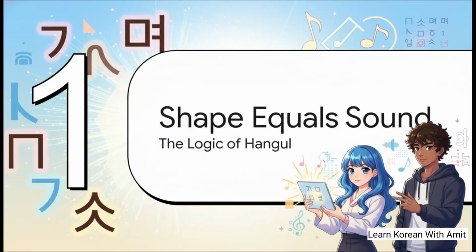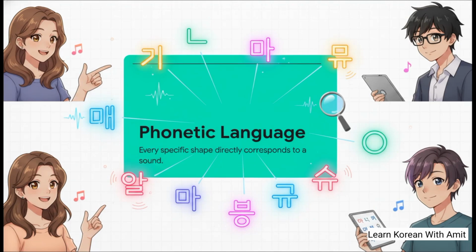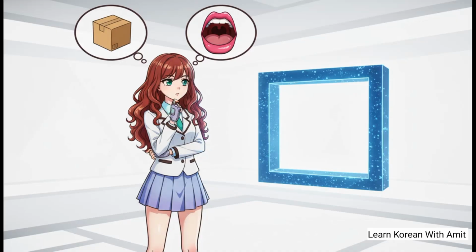Section 1. Shape equals sound. The logic of Hangul. So the absolutely crucial point here is understanding exactly what we're dealing with. Korean is perfectly, brilliantly phonetic. That means it's a language system where every single specific shape directly corresponds to a sound. The shapes themselves actually give you the blueprint for exactly how to pronounce them. Let's put this into action so you can actually feel it.